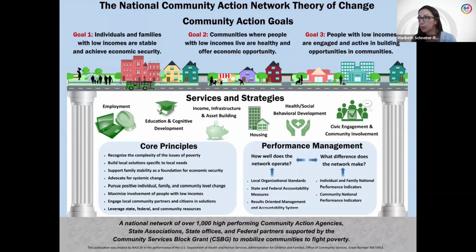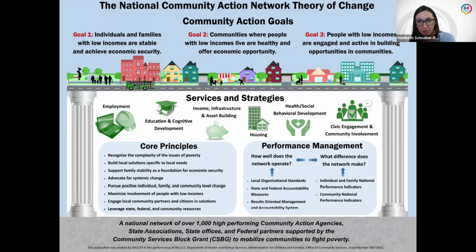Goal 2 is about communities where people with low incomes live are healthy and offer economic opportunity. And then our third national goal speaks to the fact that people with low incomes are engaged and active in building opportunities in communities. As I said, I hope that you see the work of your agency in at least one of those goals, and you may see it in more than one too.